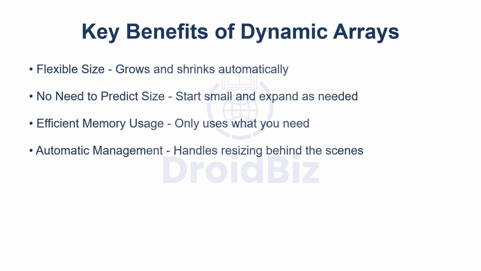Let's summarize the key benefits of dynamic arrays and understand when to use them. First, dynamic arrays provide flexible size. They grow and shrink automatically based on your needs, so you never have to worry about running out of space. Second, there's no need to predict the size in advance. You can start with a small array and it will expand as needed when you add more data. Third, dynamic arrays provide efficient memory usage. They only use the memory you actually need, avoiding waste. Fourth, they offer automatic management. All the resizing and memory allocation happens behind the scenes, so you can focus on writing your program logic.